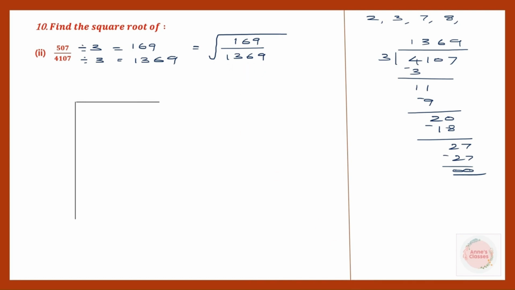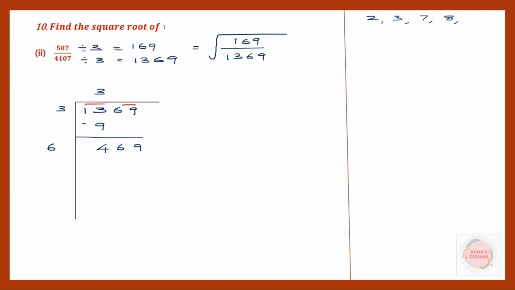So let's write down 1369. Now pair it from right to left. Now we have 13. Think of a number. 3 threes are 9, 4 fours are 16. So we have to use 3. 3 threes are 9, 13 minus 9 is 4, and then we have 69. Now double up this number 3. 3 twos are 6. Now we need to put a number next to 6 and get a number close to 469. So let's put 6 and put the number 7 next to it, into 7.